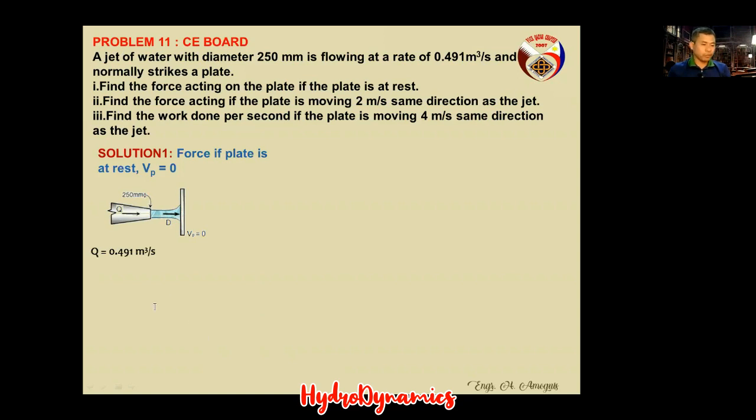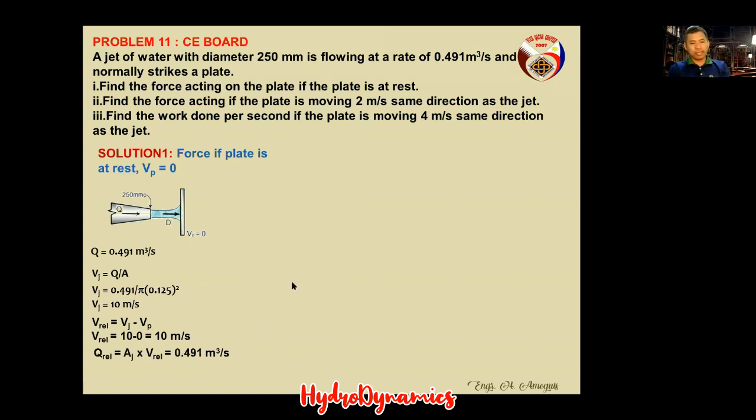So, solve ko na yung velocity of the jet, Q over area. Okay, merong discharge given. Then yung area ng tip ng nozzle is 250. So I can solve the velocity of the jet, 10 meter per second. Then therefore the relative velocity is the velocity of the jet minus velocity of the plate. But the plate is 0, so velocity relative is 10. And the Q relative is also area of the jet times V relative, also 0.491 cubic meter per second.